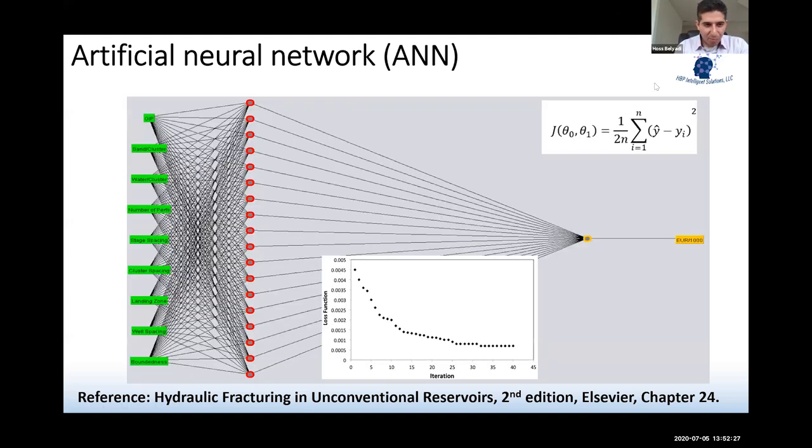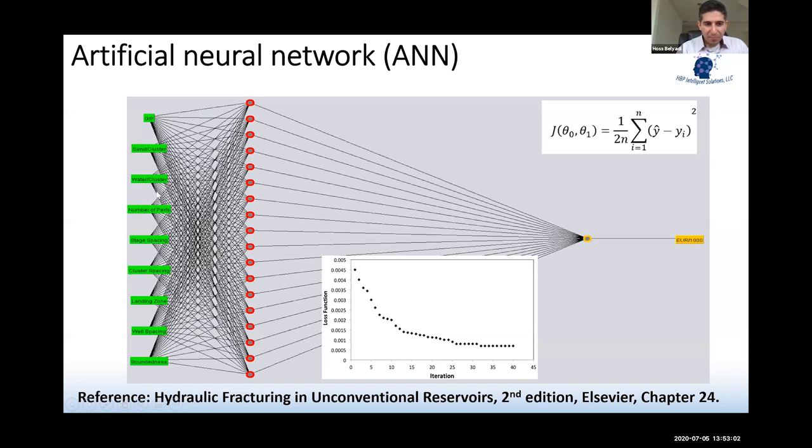So I have my input features. You can see, for example, gas in place, sand per cluster, you can say sand per foot, water per cluster or water per foot, number of perfs, stage spacing, cluster spacing, and so on and so forth, okay? This is my input layer on the left-hand side. I have my hidden layer, okay? My hidden layer right here. And then within my hidden layer, I have multiple neurons. In this case, I have 1, 2, 3, and so on and so forth. A lot of neurons right here, okay?